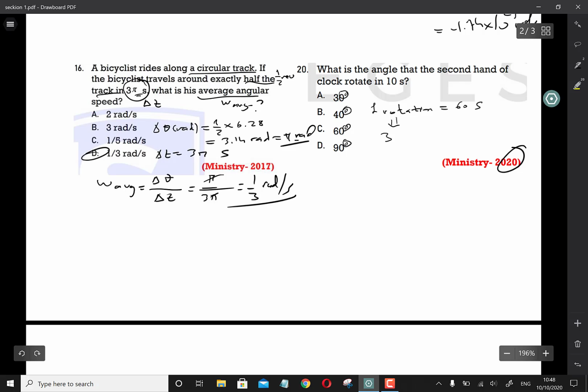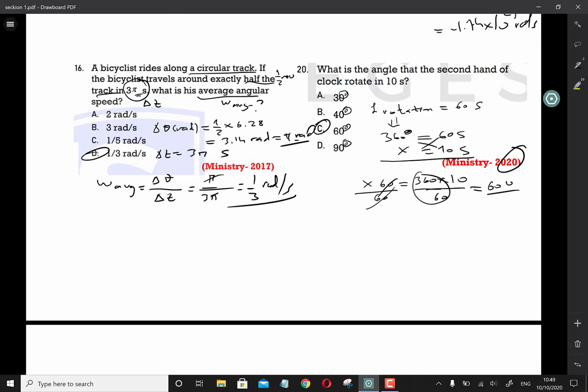One rotation is 360 degrees. 360 degrees takes 60 seconds. But the question is, in 10 seconds, how much does it take? So again, cross product, x multiplied by 60 is equal to 360 multiplied by 10, divided by 60. So this division is 6 multiplied by 10, which is 60 degrees. So 60 degrees, choice C, for this question.